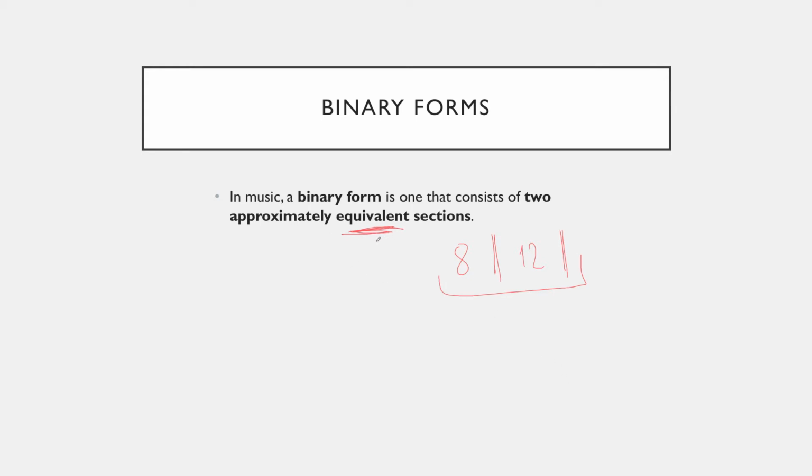Equivalent means equally important. Let's say we have an introduction and then a main section. And let's say the duration of the intro is 8 measures and the main section is also 8 measures. Although the sections are of the same length, we don't call this structure binary because the intro section and the main section are not equally important. In other words, the intro section is not as important as the main section.